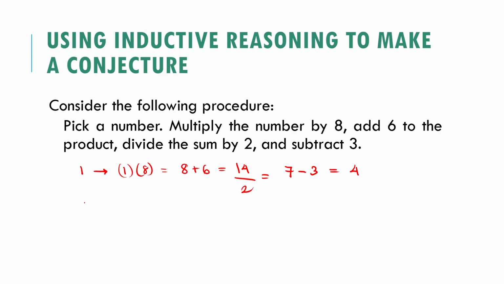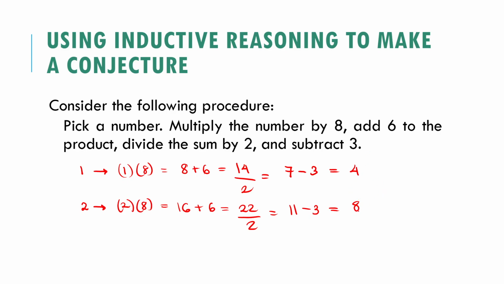So I'll choose again another number, something simple like 2. So doing the procedure, I have to first multiply the number that I chose by 8. So that's 2 times 8 would give me 16. And then I have to add 6 to the product. So 16 plus 6 would give me 22. Okay, divide 22 by 2 would give me 11, and subtract 11 by 3 would give me 8.